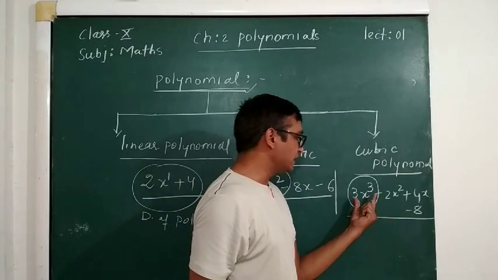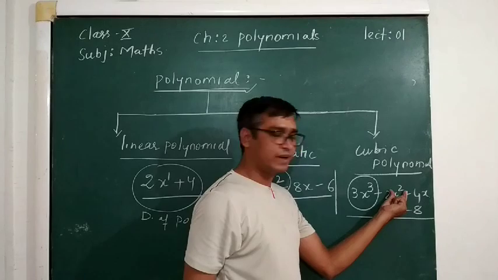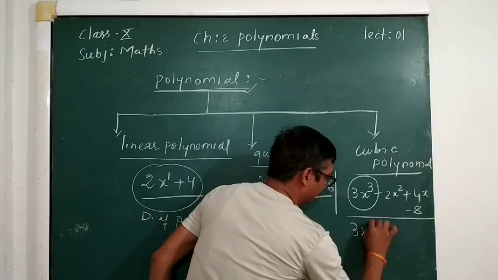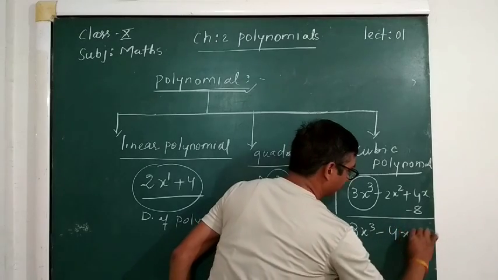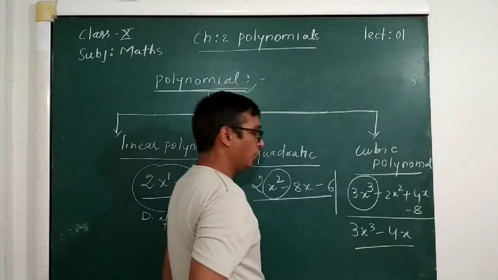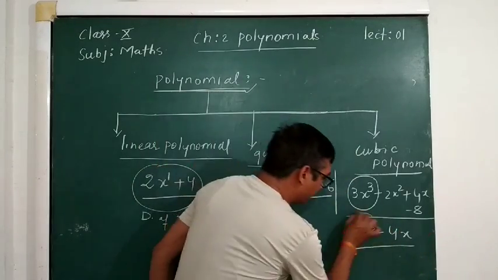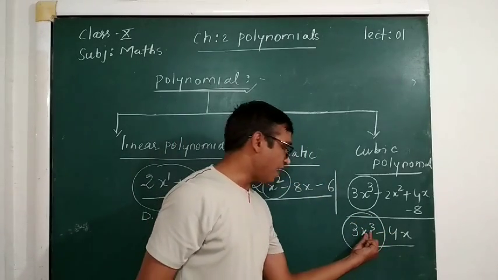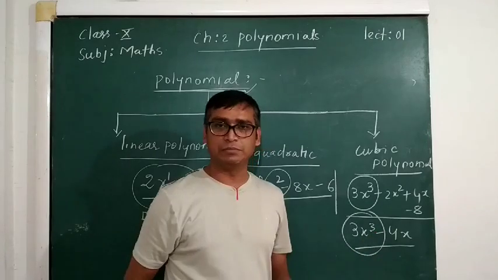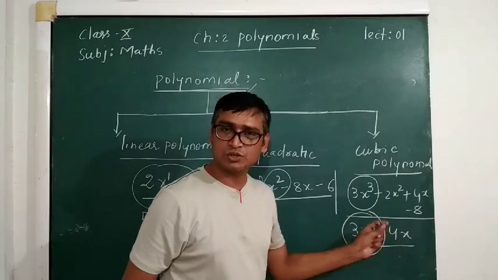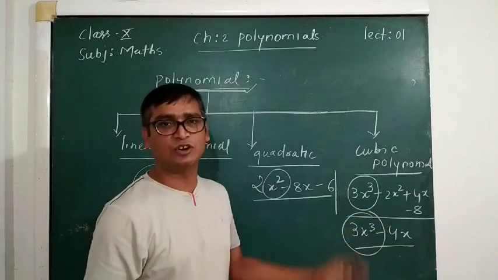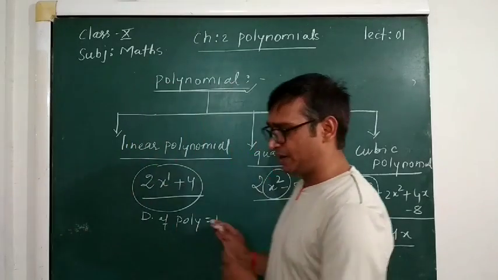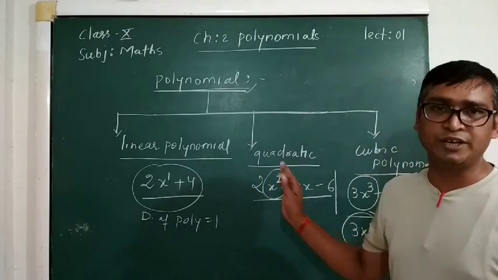Here it is not compulsory that x square will remain over here. It may be 3x cube minus 4x. It may be like this also. Okay. So if the degree of the polynomial, means maximum power of x or any variable, is 3, then such type of polynomial is called a cubic polynomial. Okay. So this is the basic fundamental concept of these polynomials.